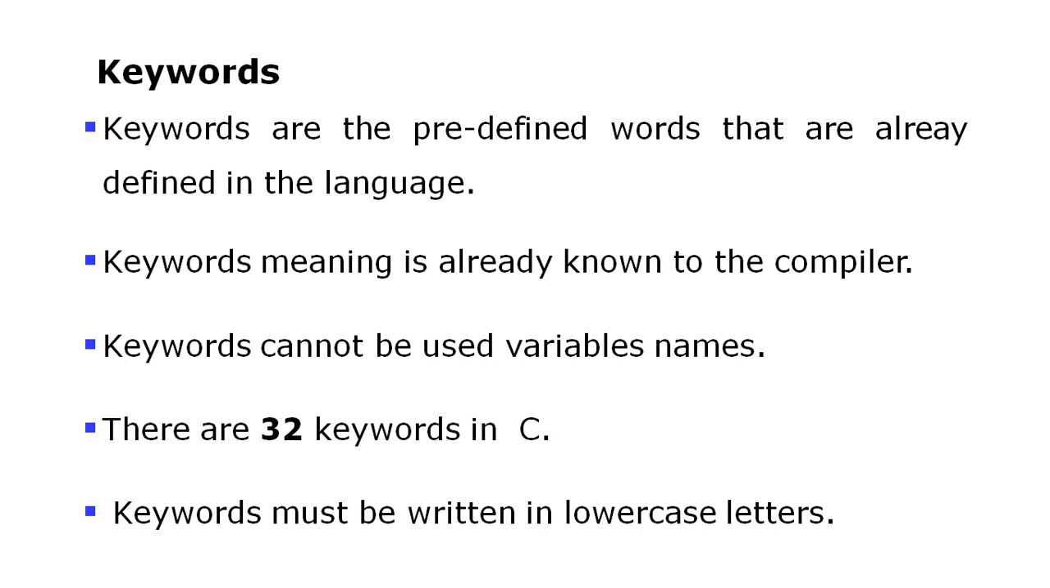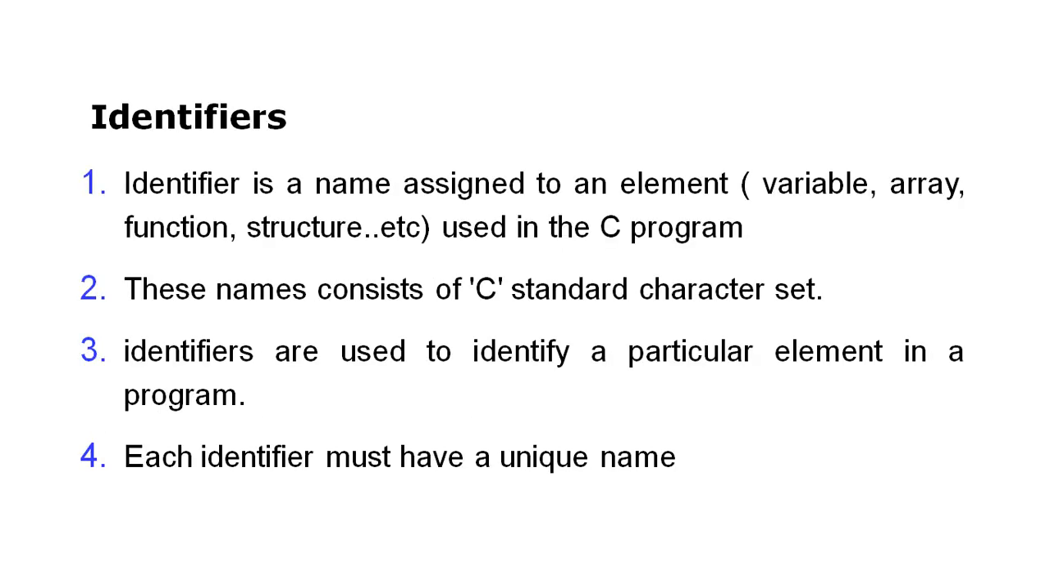Keywords cannot be used as variable names. There are 32 keywords in C. Keywords must be written in lowercase letters. A keyword is a reserved word or predefined word that is already defined in the language. And an identifier is a name assigned to an element, variable, array, function, structure, etc. used in the C program.